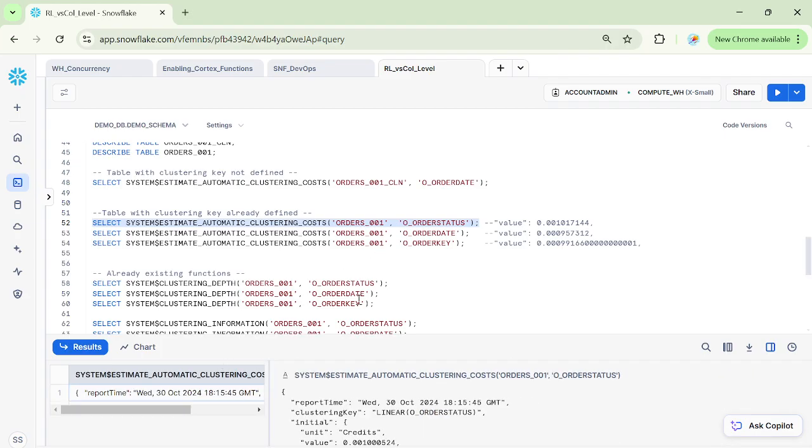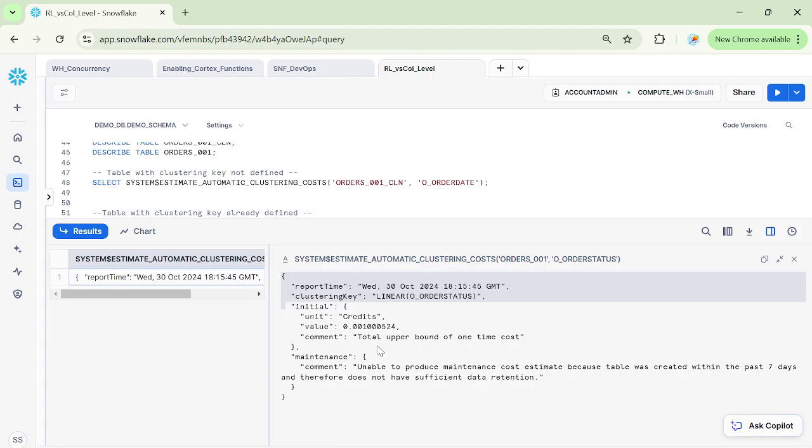And see, the output has come out, and that value is given to me in the form of JSON. The only thing is this function took some time to yield the result. This is the JSON output that Snowflake gives us, and the unit is credits, and the value is, you can see, 0.001000524.